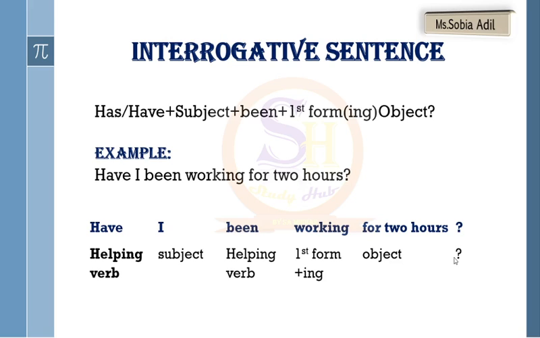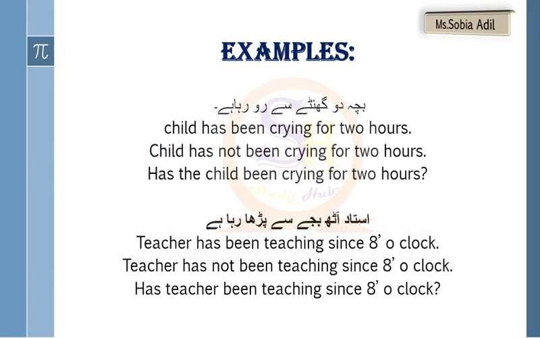So these were the structures of affirmative, negative, and interrogative sentences for present perfect continuous tense. Examples are here for you. Number 1 is बच्चा 2 घंटे से रो रहा है. Child has been crying for 2 hours. Now here for is used because 2 hours is uncertain time. Negative is: child has not been crying for 2 hours. Interrogative is: has the child been crying for 2 hours?